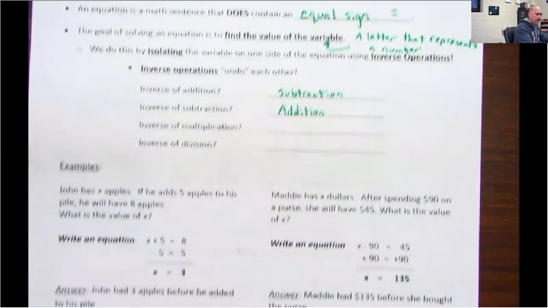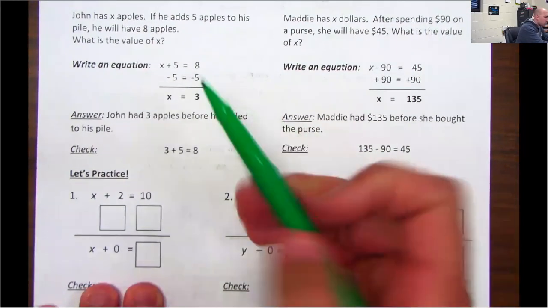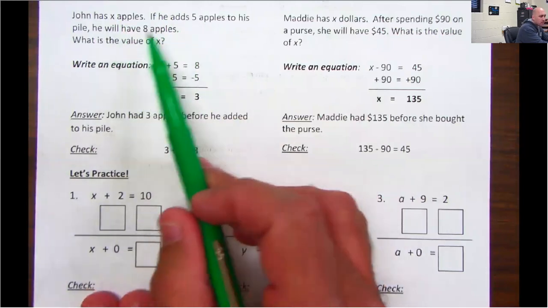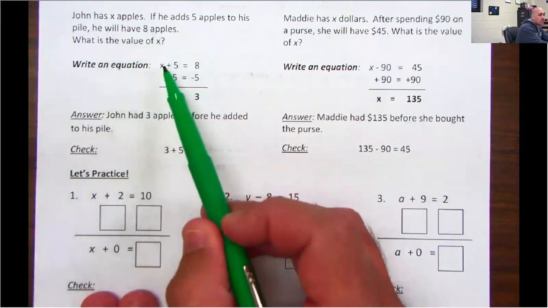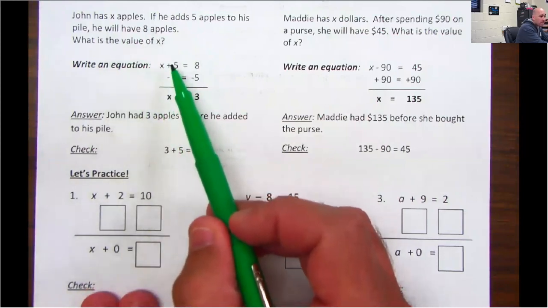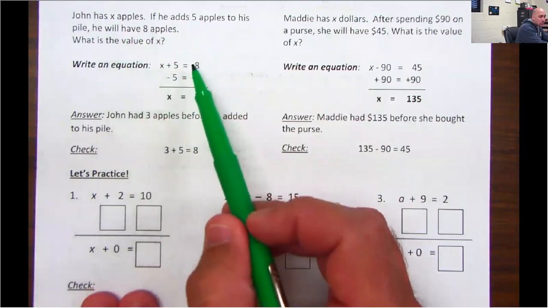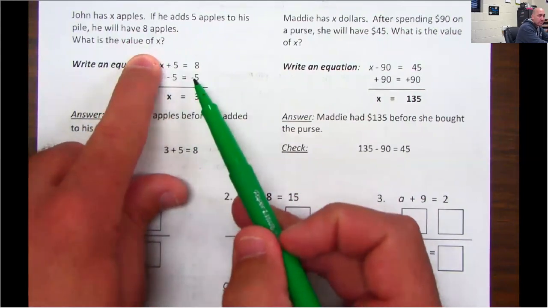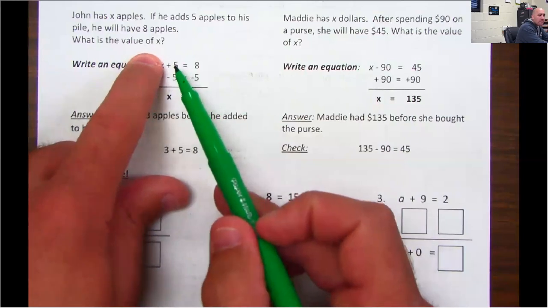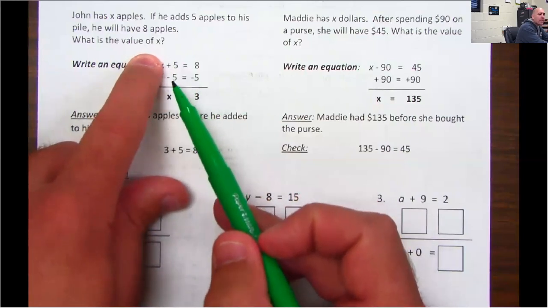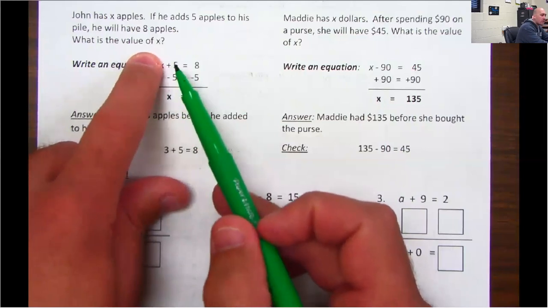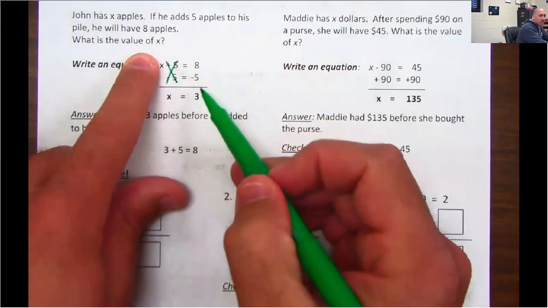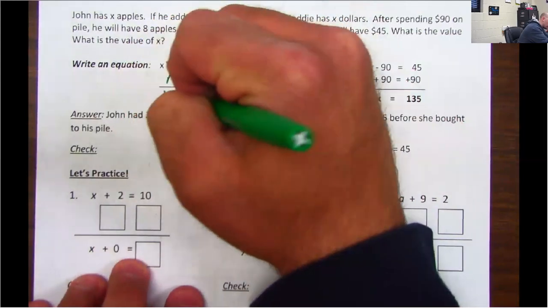So, here's a couple of examples that we have. The first one says John has X apples. If he adds 5 apples to his pile, he will have 8 apples. What is the value of X? X represents the number of apples he adds plus the 5 he already has equals 8 total. Well, guys, notice what they did here. What's the opposite of adding 5? Well, subtracting 5. Guys, guess what right here? 5 minus 5 leaves a remainder of 0. This is called a zero pair. It zeroes out. It's gone. And then 8 minus 5 is 3. So the answer is X equals 3.